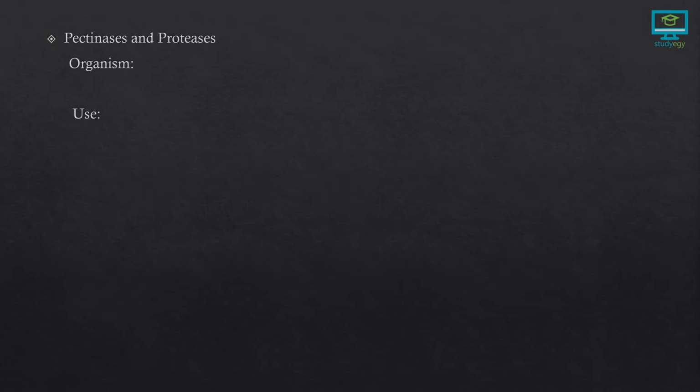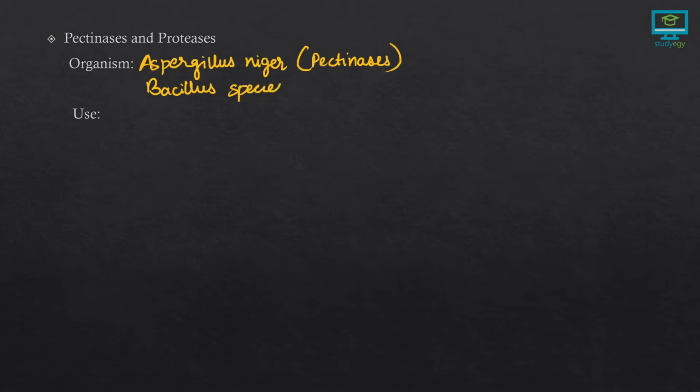Next we have pectinases and proteases. The organisms which produce these are Aspergillus niger, which is responsible for producing pectinases, while Bacillus species are responsible for producing proteases. The use of pectinases and proteases is to clarify fruit juices. Homemade fruit juices are usually not that clear and have a lot of fiber. Compared to that, ready-made juice is a lot clearer. So in these industries they use pectinases and proteases to clear out the juice and make it a lot clearer.